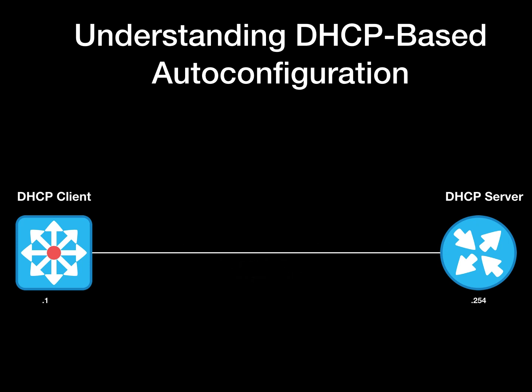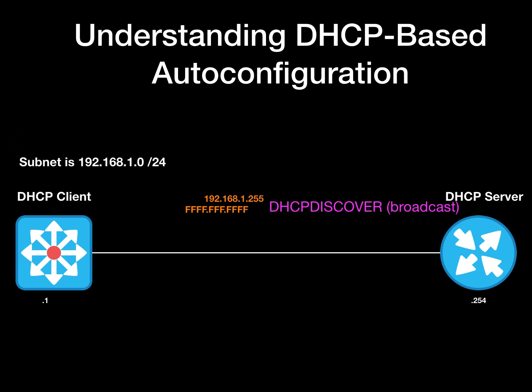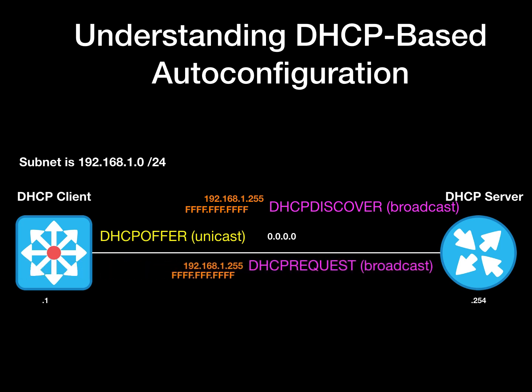The client, switch A, broadcasts a DHCP discover message to locate a DHCP server. The DHCP server offers configuration parameters to the client in a DHCP offer unicast message. In a DHCP request broadcast message, the client returns a formal request for the offered configuration information to the DHCP server.